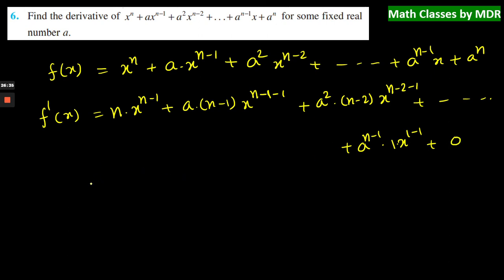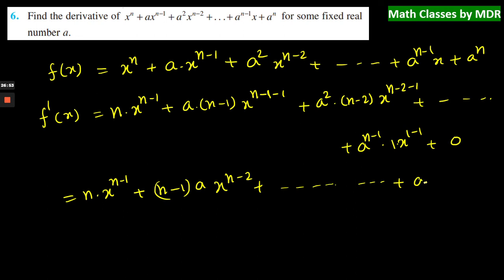So we can write it as n into x to the power n minus 1 plus n minus 1 into a into x to the power n minus 2 and so on. We will go up to the last term. What is the last term? A to the power n minus 1 into x. We will have a square, a cube and so on, a to the power n minus 1 into x. So this is the answer for this question.